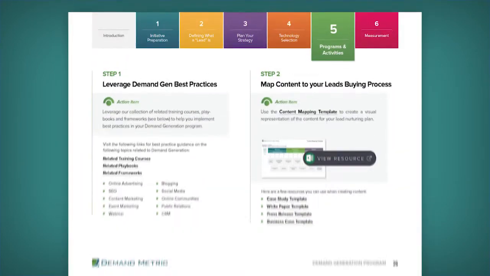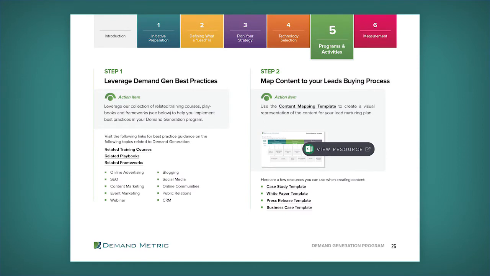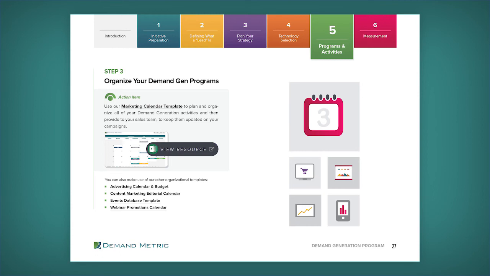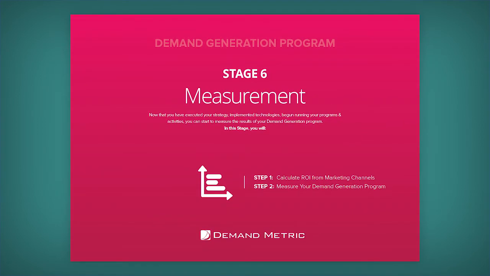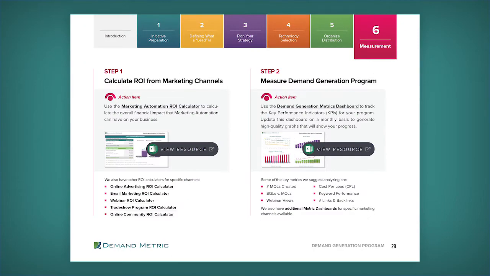And the first step here is to leverage demand gen best practices, followed by mapping content to your leads buying process and organizing your demand gen programs. And lastly, in stage number 6, here in measurement, in the first step, we're going to calculate ROI from marketing channels and then measure your demand generation program.